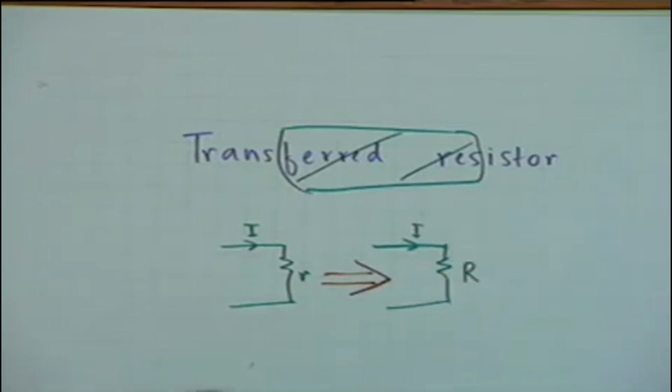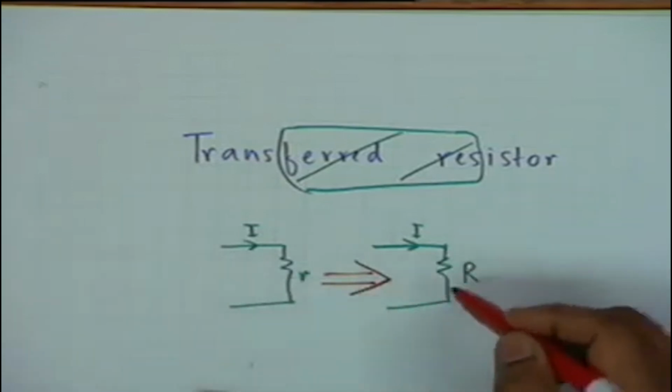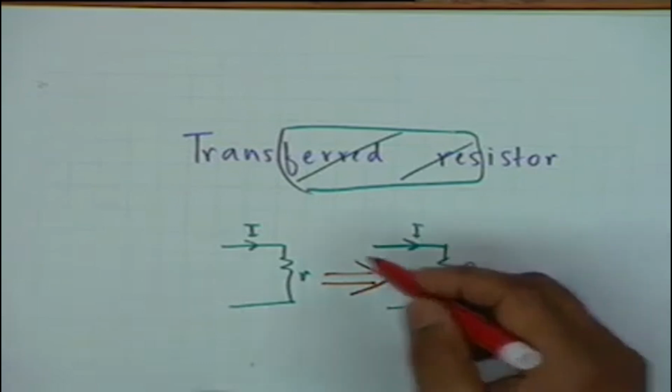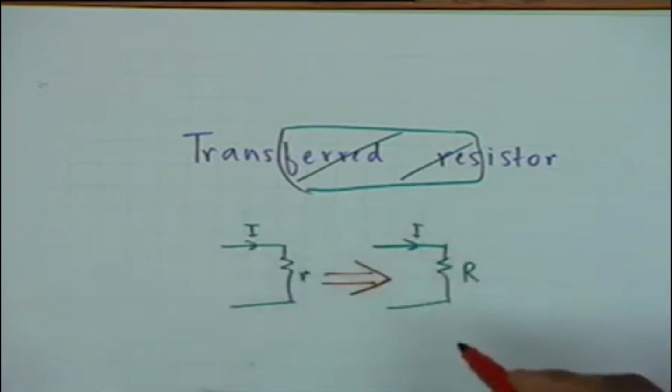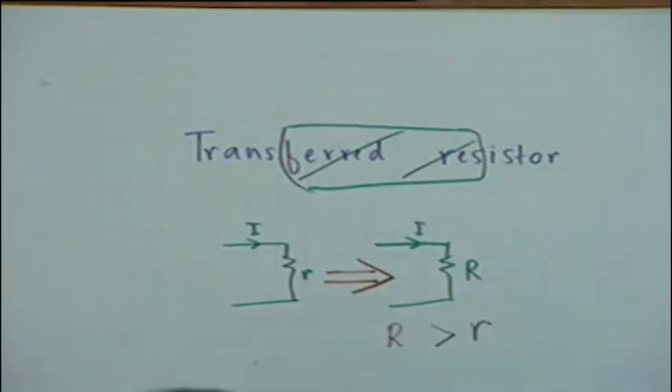Provided the current is a constant, the input voltage would be smaller than the output voltage. The output voltage will be capital I times R, and input voltage is capital I times small r, and if capital R is greater than small r, then obviously the output voltage is greater than the input voltage, which means that there is amplification. This is the basic reason why a transistor is called a transistor. Transistor actually means a transferred resistor.